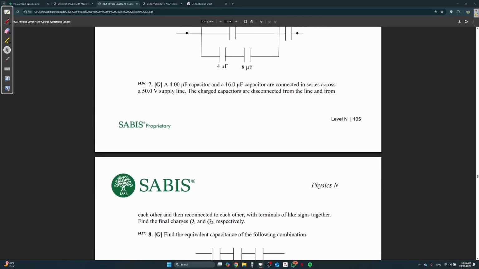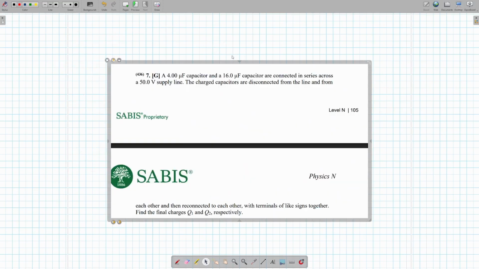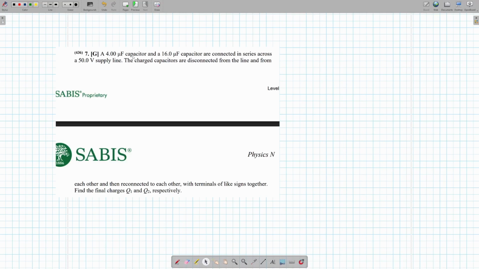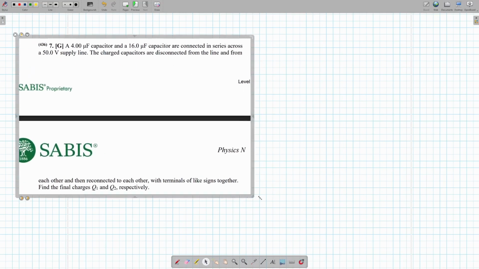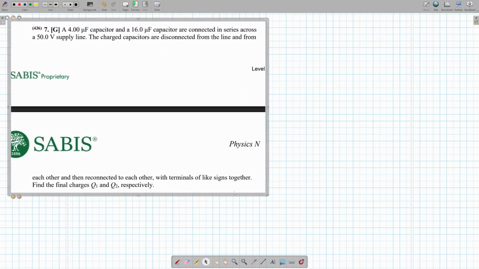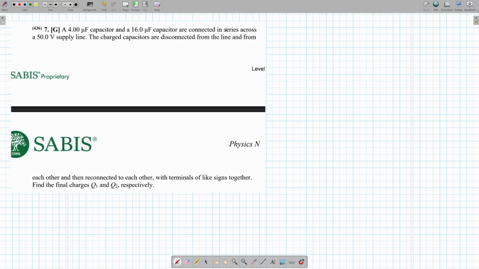So to do this, I'm actually going to take this into open board just so I can visualize how this looks. Okay, this question over here, a 4 microfarad capacitor and a 16 microfarad capacitor connected in series across a 50 volt supply line. Then they disconnected it and reconnected with like signs together. When you see like signs together, it means in parallel. Okay, find the final charges Q1 and Q2 respectively. So find the charges of Q1 and Q2 at the end.